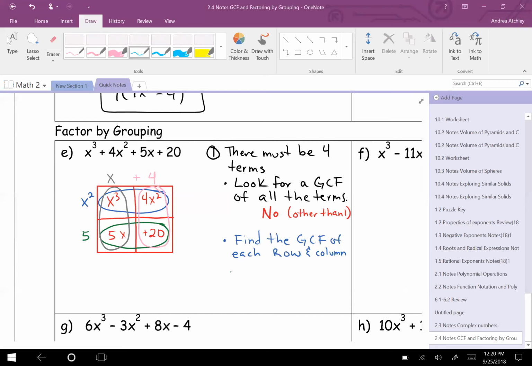Okay. Last step is going to be check, to make sure the opposite sides match.